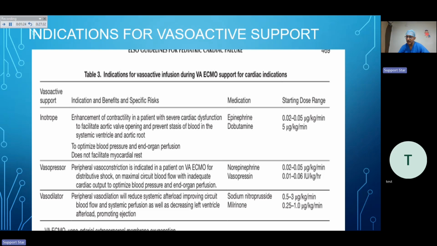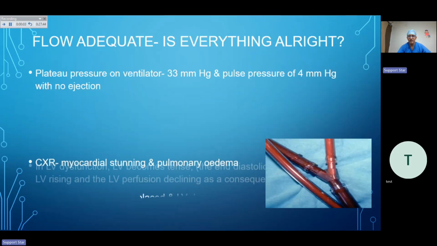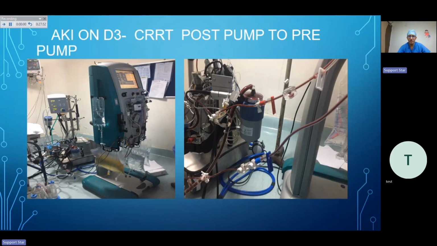If the BP is high, again, it will cause afterload on the heart. It will resist the flow of the ECMO circuit. So you have to use vasodilators if the BP is high. So is flow adequate? No, it's not always adequate. In that situation, you have to do venting. So you have to use a LA vent to decompress your heart. You can also connect your CRRT to the ECMO circuit if it is required.